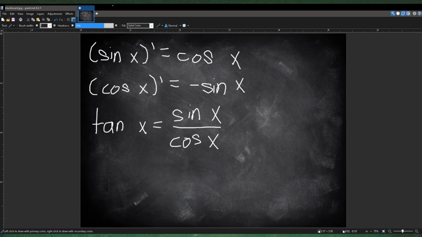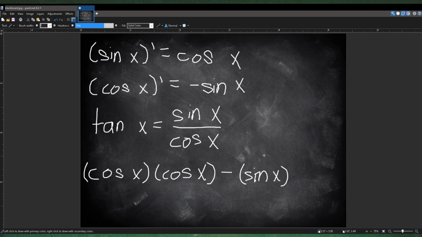So we just have to use the quotient rule of derivatives, which is basically the derivative of the top. So the derivative of sine of x is cosine of x, times the original function on the denominator, which is cosine of x, minus the original function of the top, which is sine of x, times the derivative of the denominator. So the derivative of cosine of x is negative sine of x.